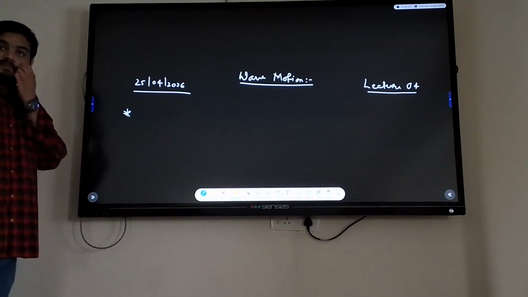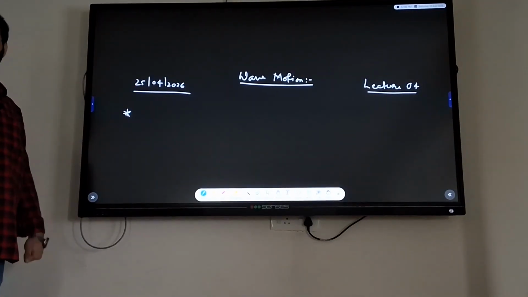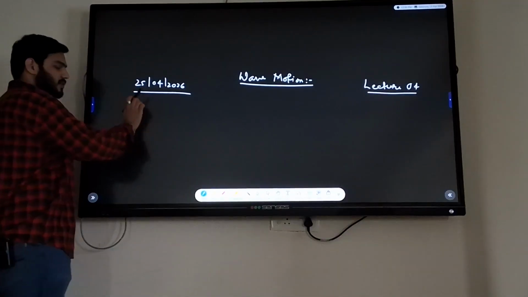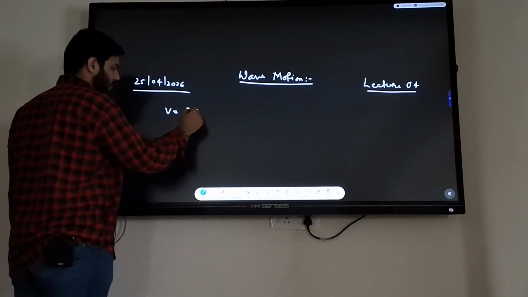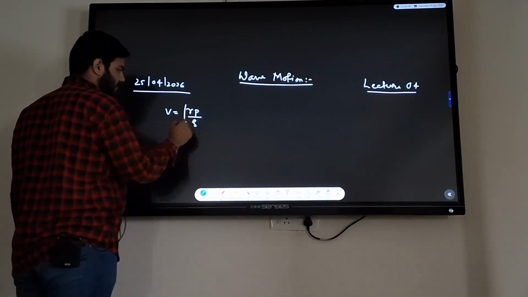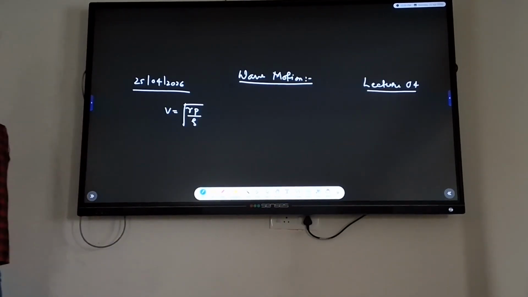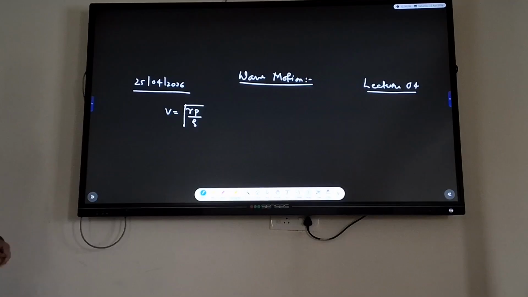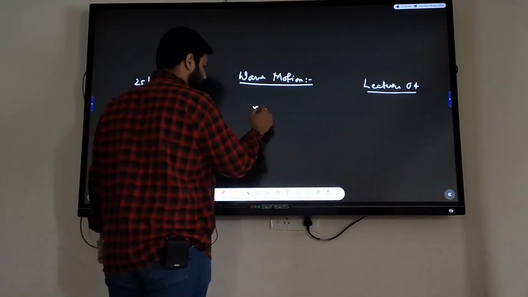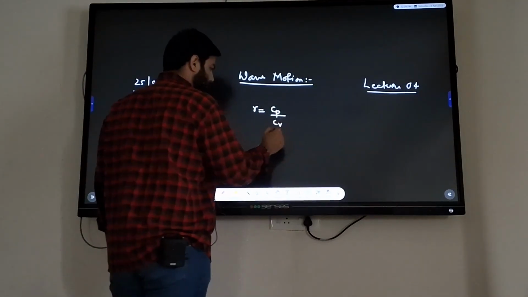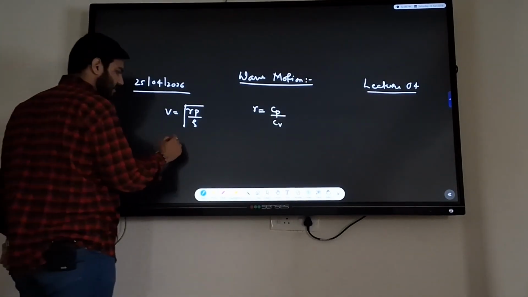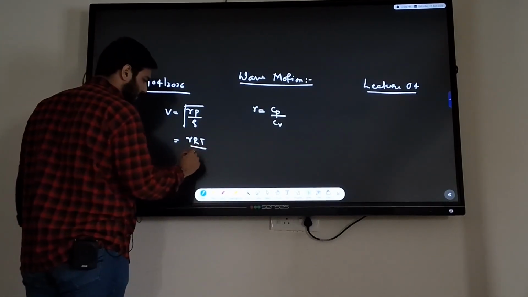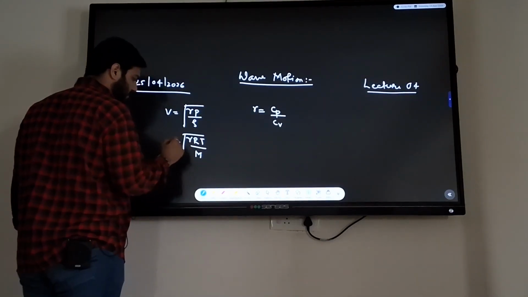So I think I gave this formula, v = under root gamma P by rho, last time. That was for a longitudinal wave, and this gamma was the correction factor. This gamma is actually Cp by Cv. And this formula can equally be written as v = under root gamma RT by M. I forgot to write this formula.